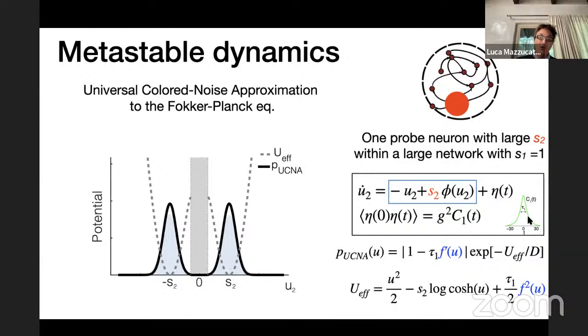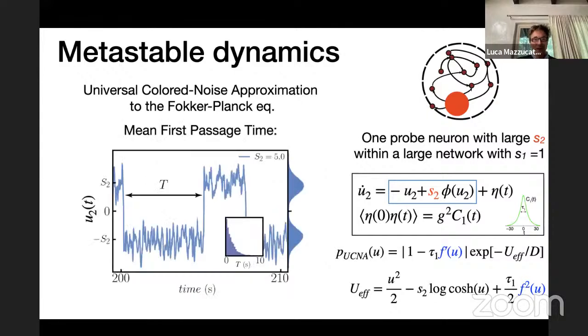And the effect of the color noise, which is the mean field of all the other neurons in the network, is that it shrinks the distribution of activities that you would get with the white noise. So this is the full exact description with the universal color noise approximation, which is very different from the white noise. We propose it as a new interesting way to think about recurrent network dynamics that captures this metastable phase. And from this Fokker-Planck, we can calculate the mean first passage time between these quasi-stable states in this metastable regime.